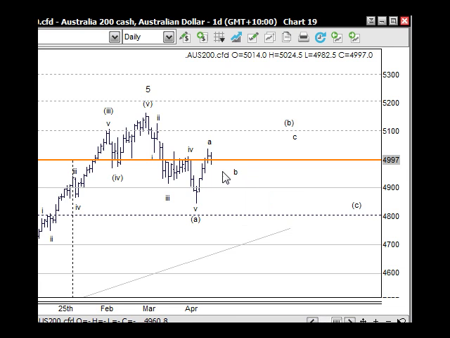The wave B can move back 61.8% of the length of wave A there, but that's not always the case as well. That's just sort of textbook stuff, but what we're looking at here basically is that because we've got 5 waves up here, that means that we'll get another 5 over here, and that's why we're long on the banks, because we know that the banks have been leading the bull market up.